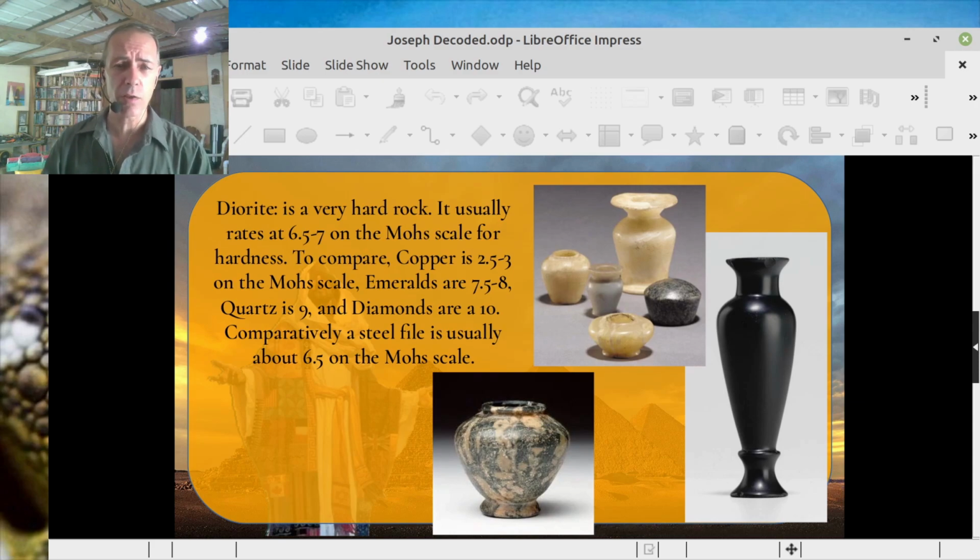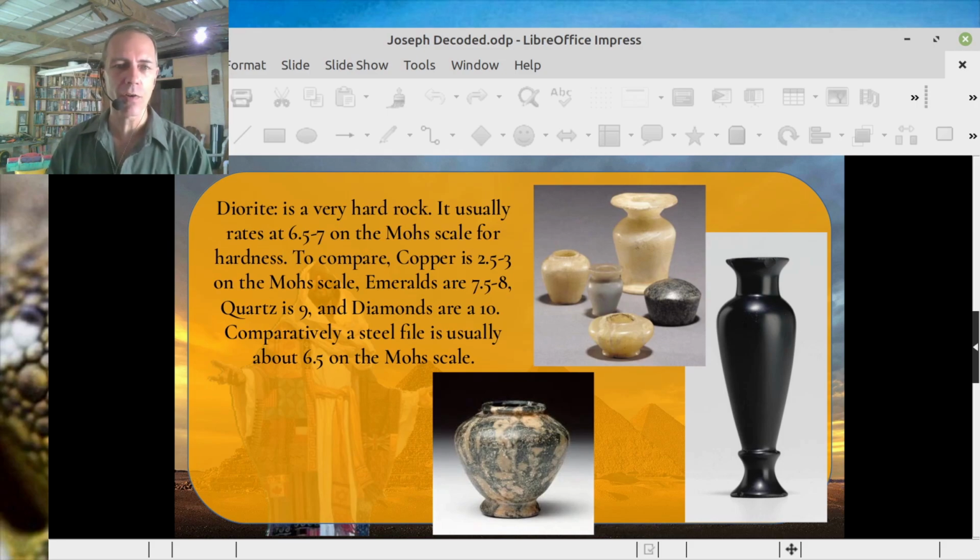And so then we ask ourselves a question. Could you work diorite with copper? You couldn't. Copper is much softer. Hitting on diorite, because it's so hard, would just damage your copper. You'd never be able to use a copper tool on diorite. And so emeralds, on the other hand, are 7.5 to 8. That's important.